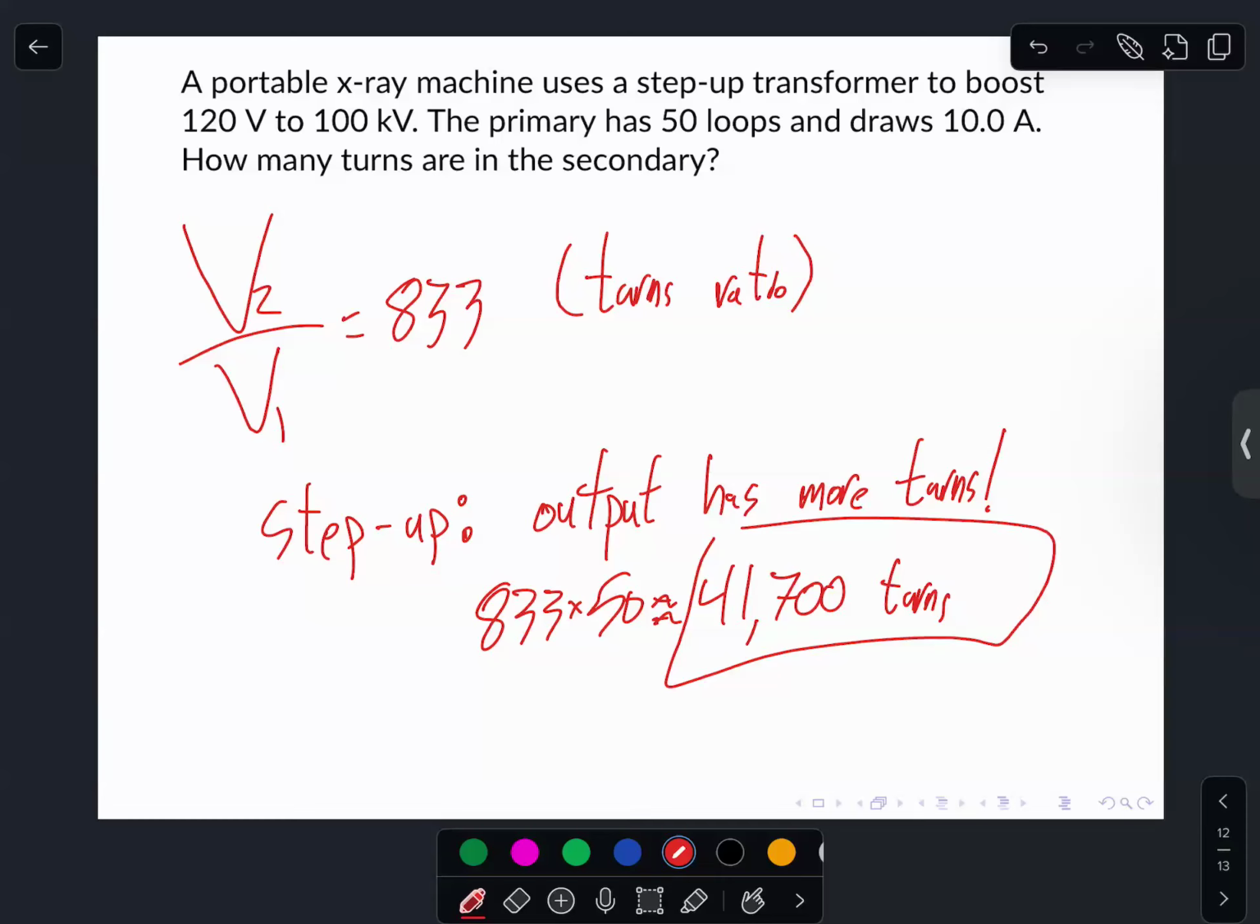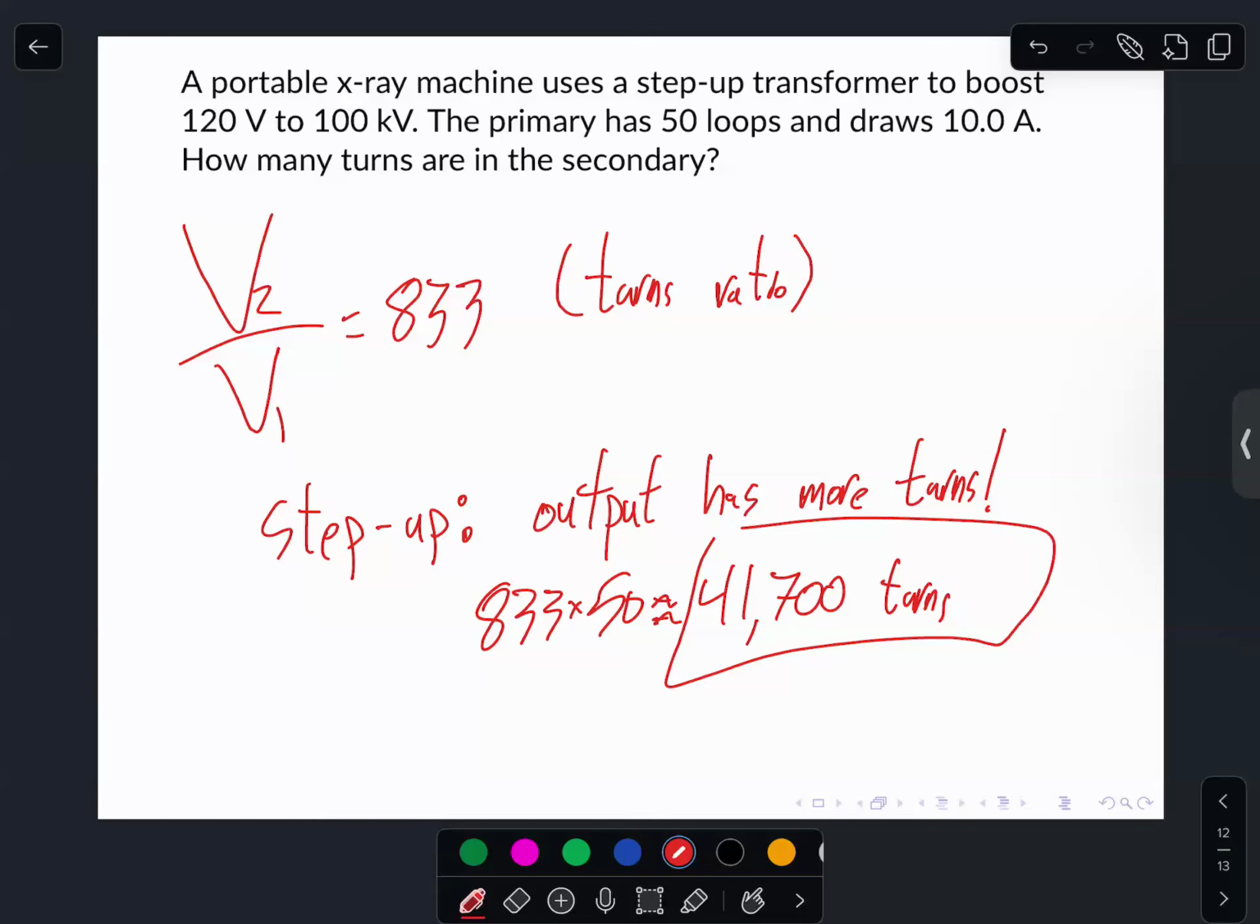Here's how I think about it to do this efficiently. Step up transformer brings voltage up. Duh, right? I mean, look, the voltage goes up, so the turns go up. So I multiply. That's it. You can plug into the equation N1 over N2 is V1 over V2.